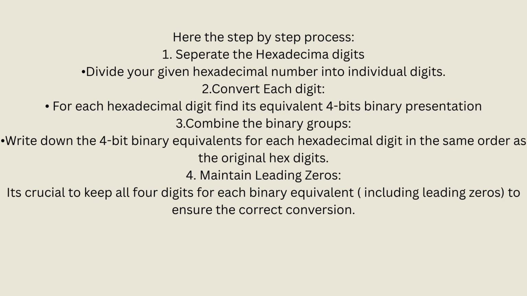Here is the step-by-step process. Separate the hexadecimal digits. Divide your given hexadecimal number into individual digits. Convert each digit. For each hexadecimal digit, find its equivalent 4-bit binary representation. Combine the binary groups. Write down the 4-bit binary equivalents for each hexadecimal digit in the same order as the original hex digits. Maintain leading zeros. It's crucial to keep all 4 digits for each binary equivalent, including leading zeros, to ensure the correct conversion.